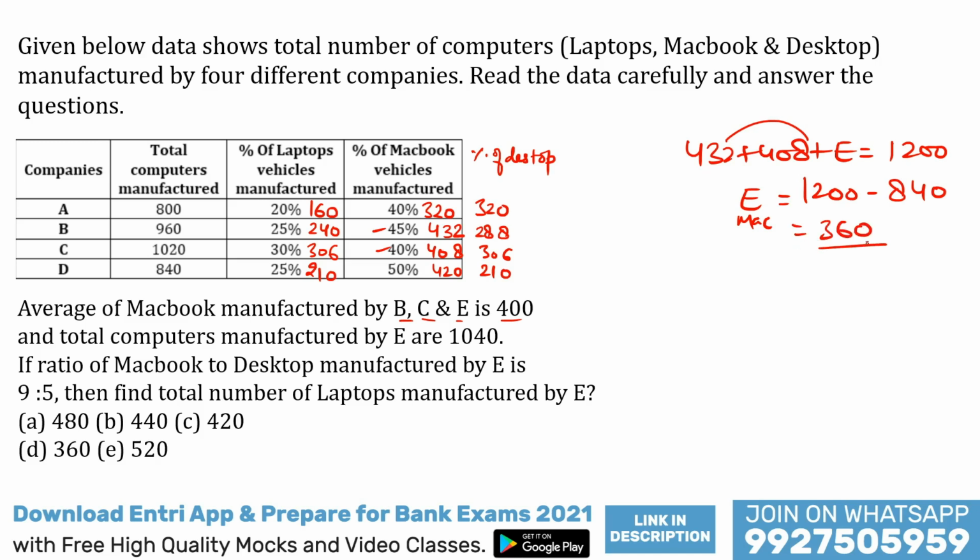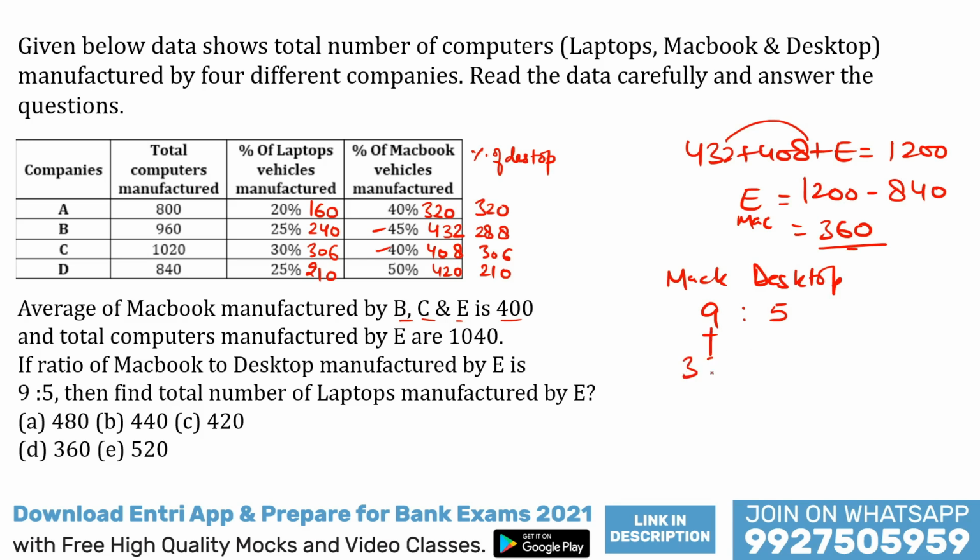So these 360 is the MacBook manufactured by E. Okay, E company. And now, guys, let us see what is there. The ratio of the MacBook to desktop. Okay, guys, MacBook to desktop, we are given with the ratio. Now this is 9:5, that means 9 is equal to 360.